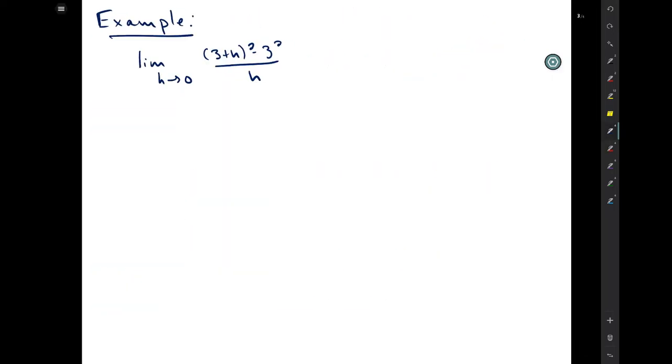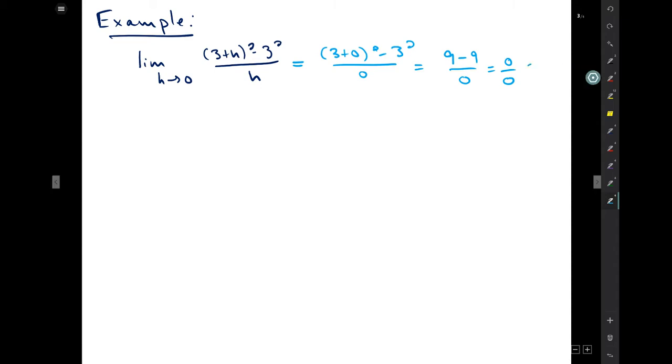So let's look at the limit as h goes to 0 of (3 plus h) all squared minus 3 squared, over h. Now, it's important to note that if I just try to evaluate this limit without doing anything, plugging in 0 for h, I get (3 plus 0) squared minus 3 squared over 0, which is 9 minus 9 over 0. This is 0 over 0, and that does not cancel. I don't know what that's equal to.